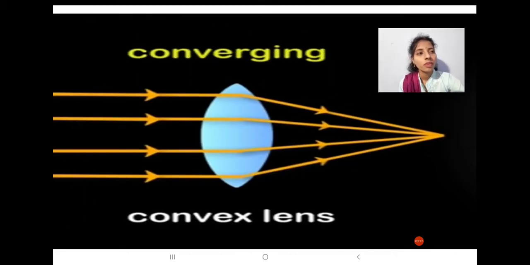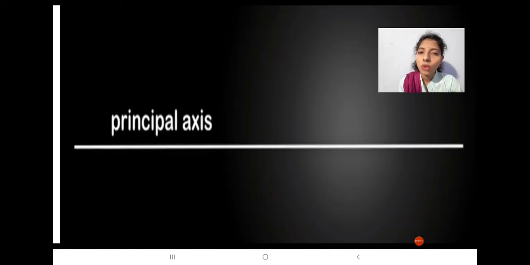We already learned light ray rules for spherical mirrors. Now we are going to learn light ray rules for spherical lenses, that is for convex lens and concave lens. First of all, learn about the convex lens. Convex lens is a converging type of lens. To draw the ray diagrams for the convex lens, we have three rules.